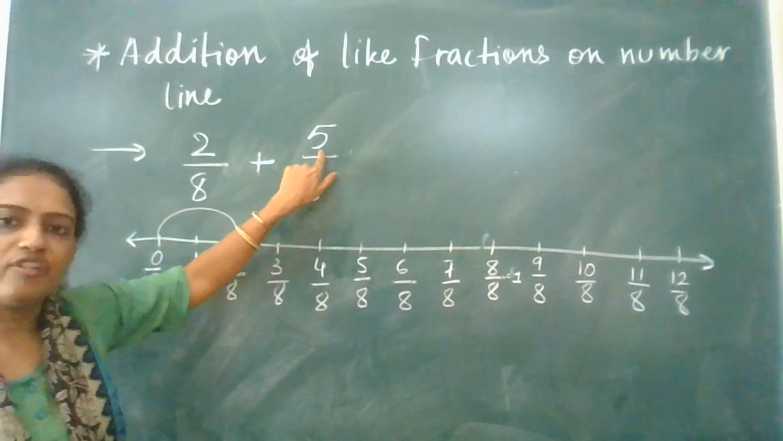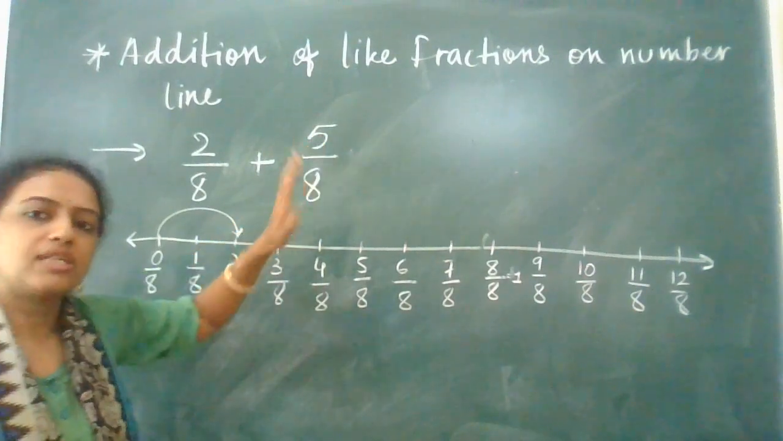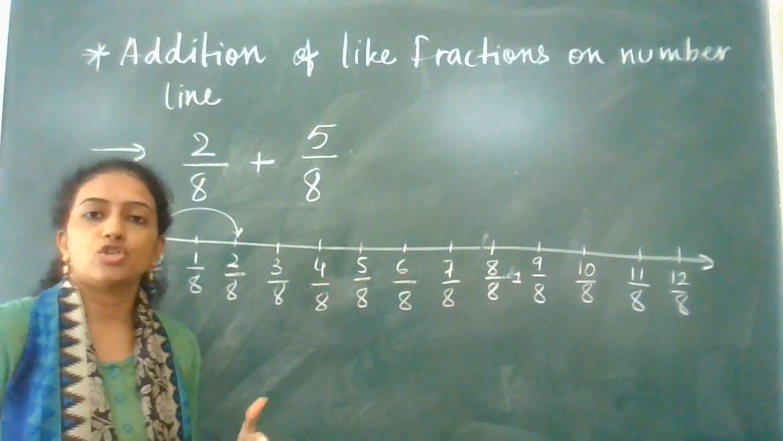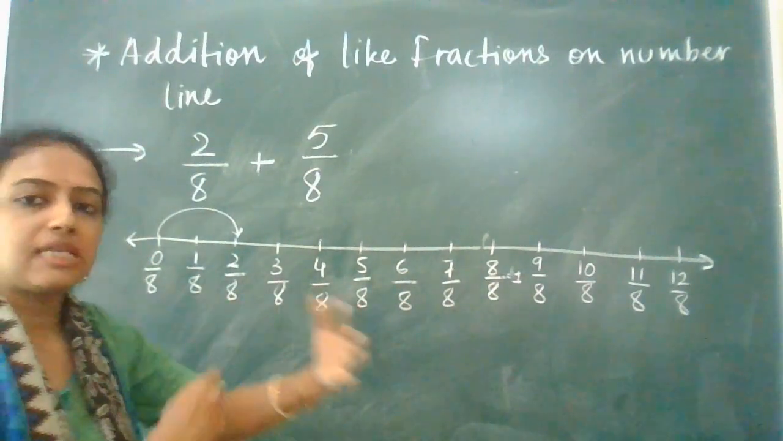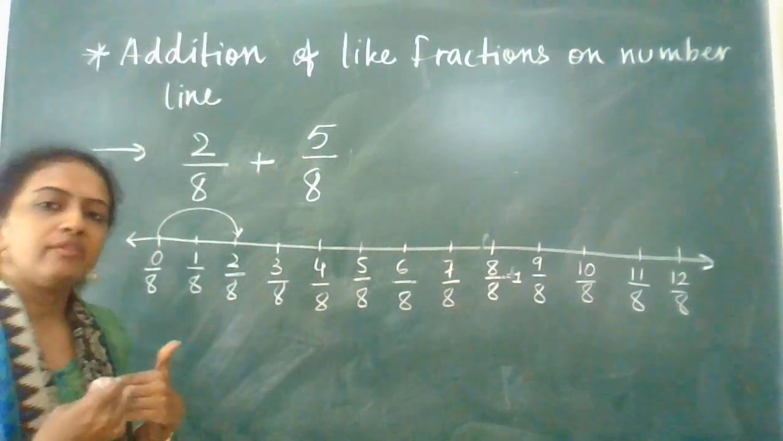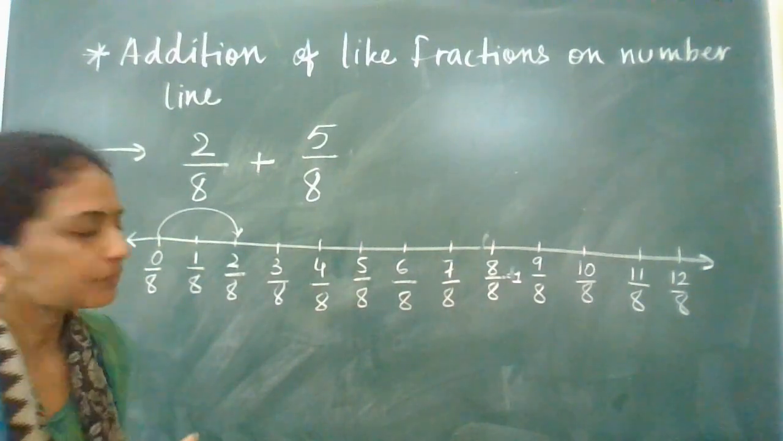Now the next fraction, it is 5 upon 8. This fraction always shows how many steps you have to move forward. Because you are doing addition, you are moving forward, and your number is increasing. If you are doing subtraction, you have to move backward. We'll see one example of subtraction on the number line also together.